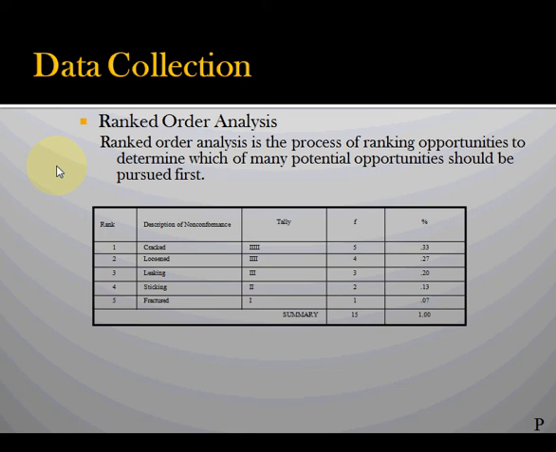Another method of doing root cause analysis is ranked order analysis. And we go out, we collect information on the nonconformances. And here you can see we have a description of nonconformances. We have cracked, loosened, leaking, sticking, and fractured. And we count how many parts have each one of these deficiencies. We sum up the tally. And then we divide the frequency by the sum to get the percent. And so 33%, or 0.33, of all the problems are due to cracked.